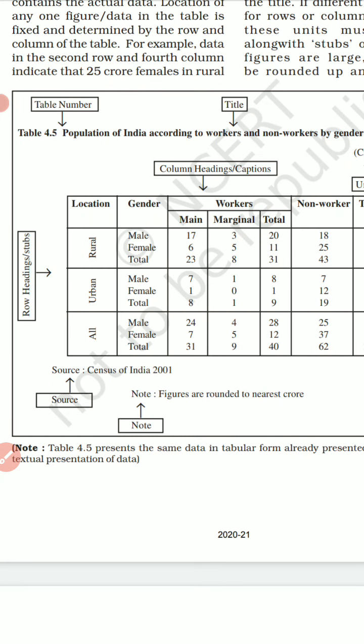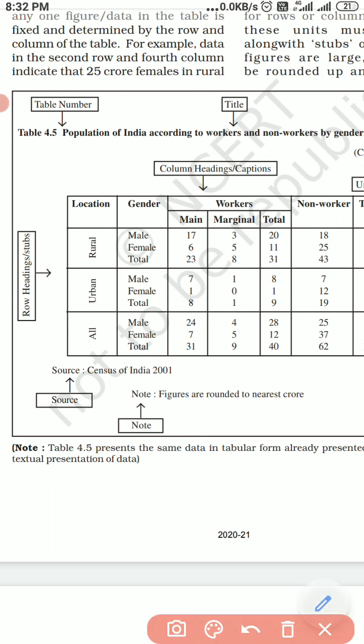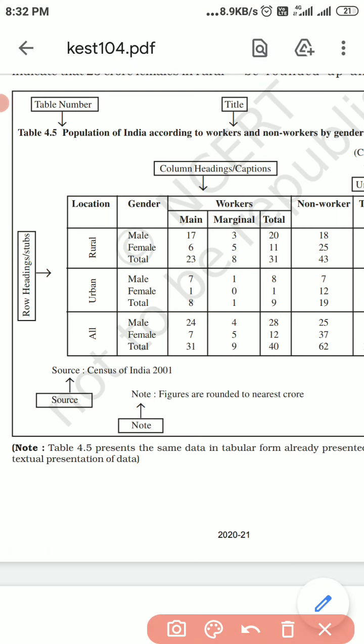another part which is source, Census of India. Like you have to show the source of the data. Whatever data we are putting in the table, we have to show the source of the data. So this is also a part of table.